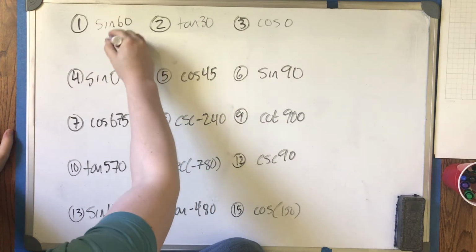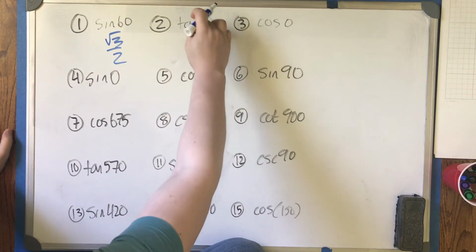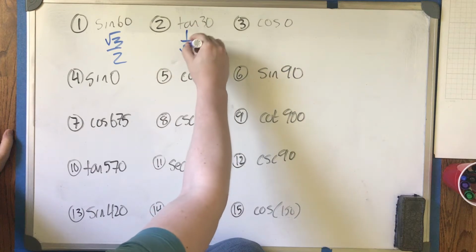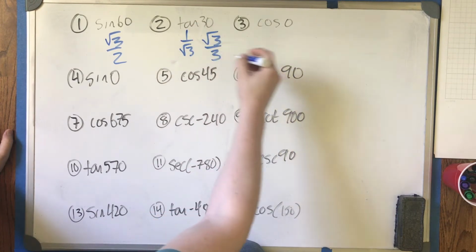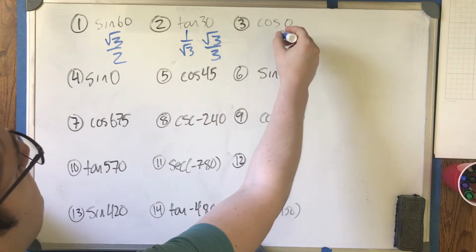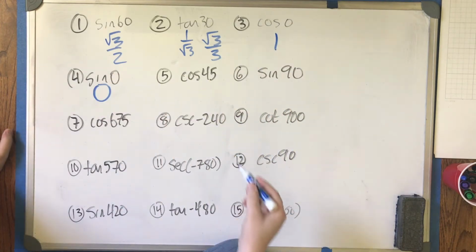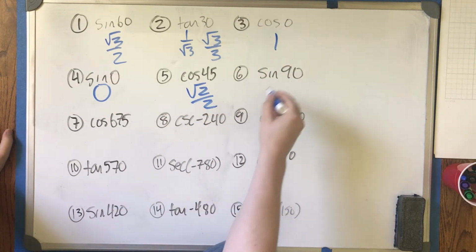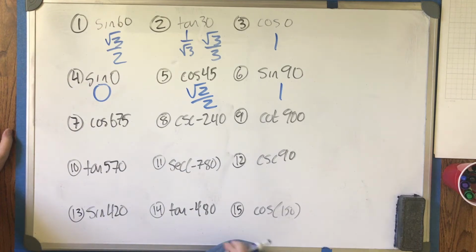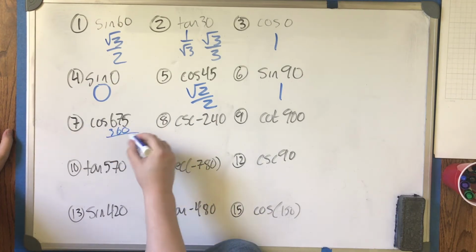Oh boy. Square root of 3 over 2. This is going to be 1 over the square root of 3, which we got to rationalize. Square root of 3 over 3. Cosine of 0, that's going to be 1. Sine of 0 is 0. This is square root of 2 over 2. This is going to be 1. Oh boy. This one gets hard.